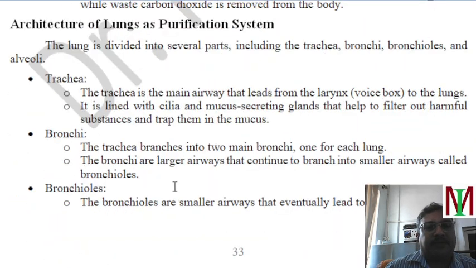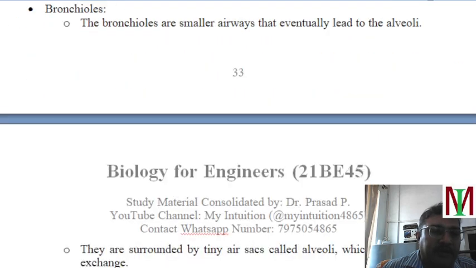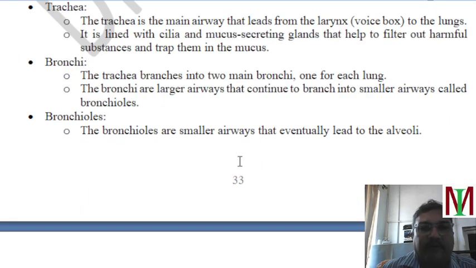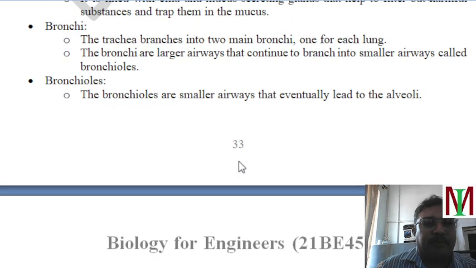Now, the architecture of the lung as a purification system. When we tell about the different parts of the lung purification system, it consists of the trachea, bronchi, bronchioles, and alveoli. Alveoli is given at the end. The trachea is the main airway that leads from the voice box to the lungs. From here, the passage is called the trachea. It is lined with cilia and mucus-secreting glands, which help to filter out harmful substances and trap them in the mucus. Bronchi: there are two main bronchi, one for each lung. The bronchi are larger airways that continue to branch into smaller airways called bronchioles.